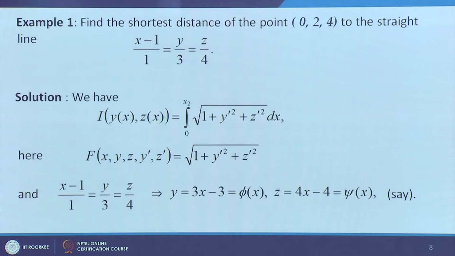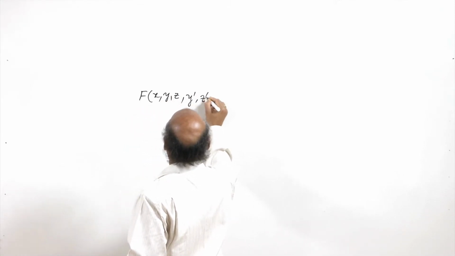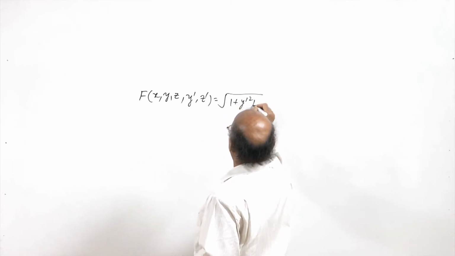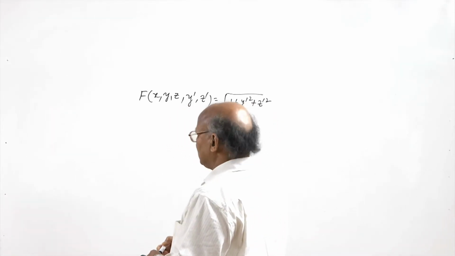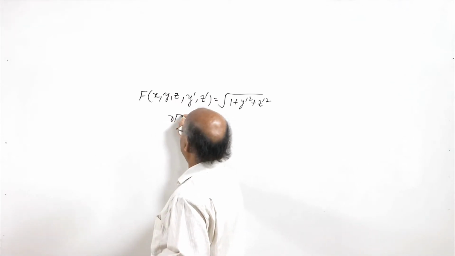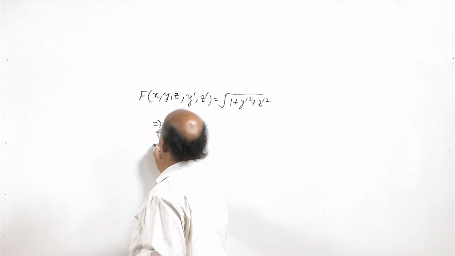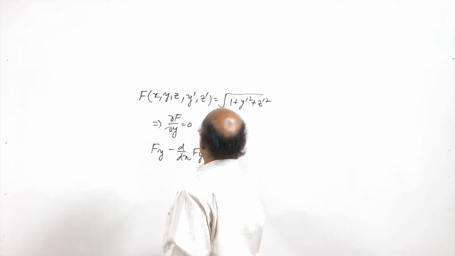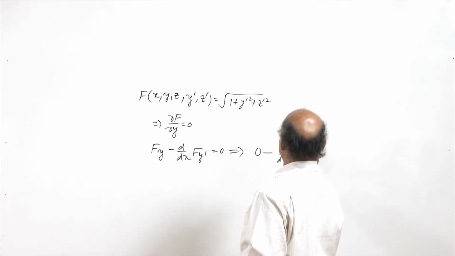So, since our f of x, y, z, y dash, z dash is equal to square root 1 plus y dash square plus z dash square, f is independent of y, so its partial derivative with respect to y is 0, and therefore f y minus d over dx of f y dash is equal to 0 gives us 0 minus d over dx of f y dash.